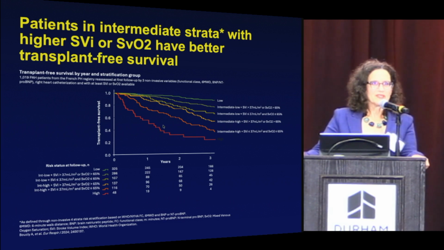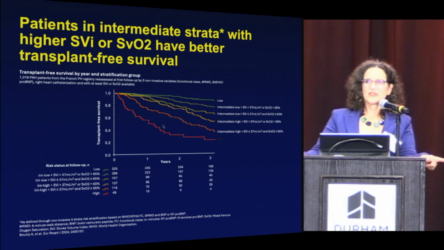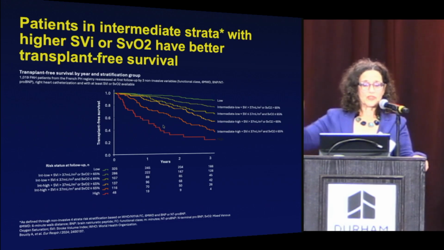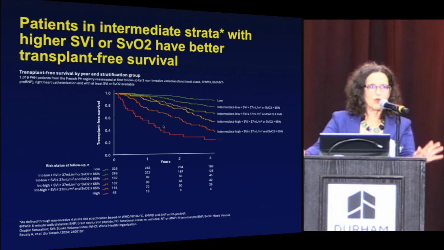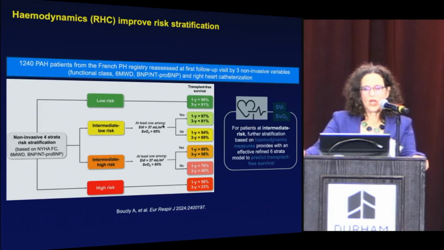They don't get echoes. It's so hard to get an echo. It's easier for them to get a right heart cath, so they have a lot of right heart cath data. And here they show you the survival based on the addition of hemodynamics to the four risk strata model. And so this is essentially what Sudar showed you.